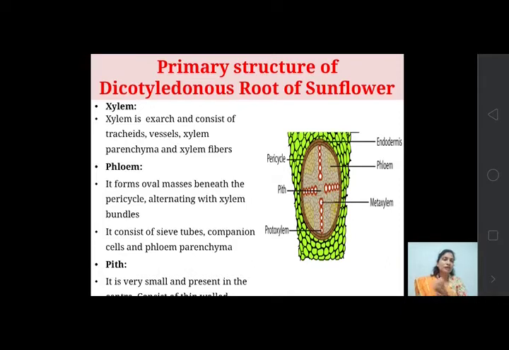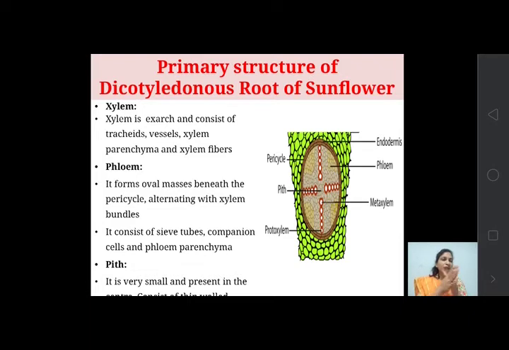Xylem is in exarch condition and it consists of tracheids, vessels, xylem parenchyma and xylem fibers. This complex tissue, xylem, is made up of 4 different types of cells: xylem tracheids, which are tube-like structures, then xylem vessels, xylem parenchyma and xylem fibers. Xylem is a dead tissue. This is seen in the red patch. So this is the xylem tissue.